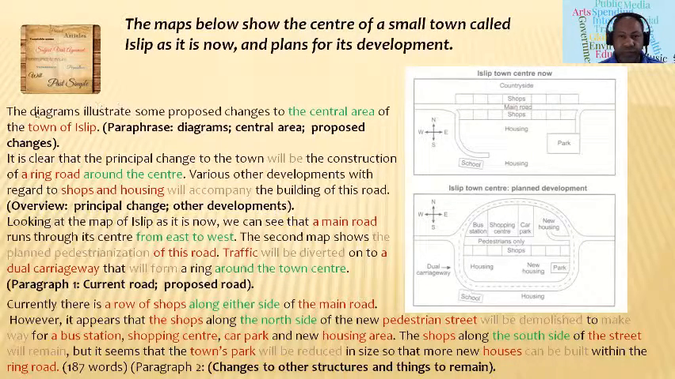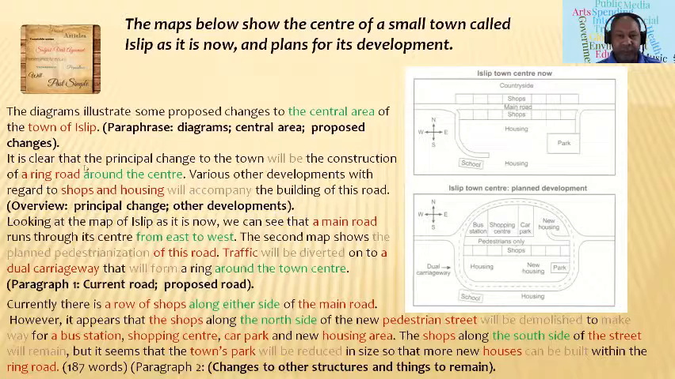So, title, as we've done in all the videos, we paraphrase the title. So I've changed maps to diagrams, the center to the central area, and plans for its development to proposed changes. So we have the diagrams illustrate some proposed changes to the central area of the town of Islip. So that's nicely paraphrased.